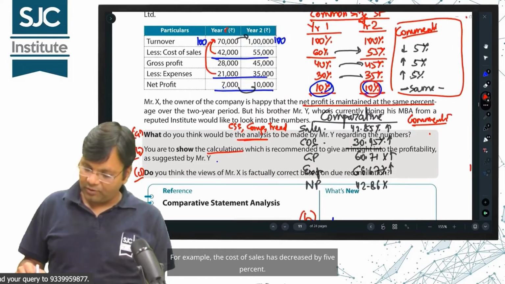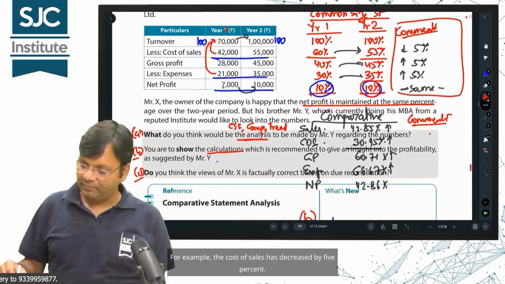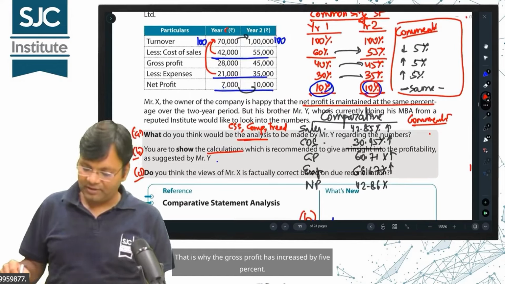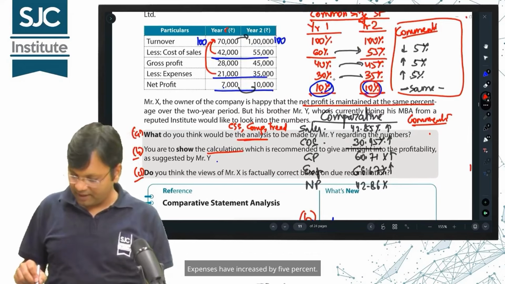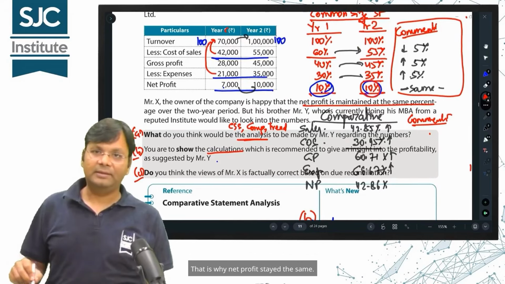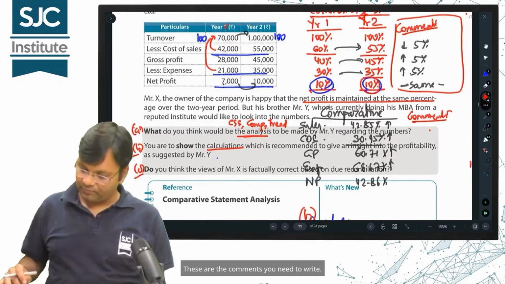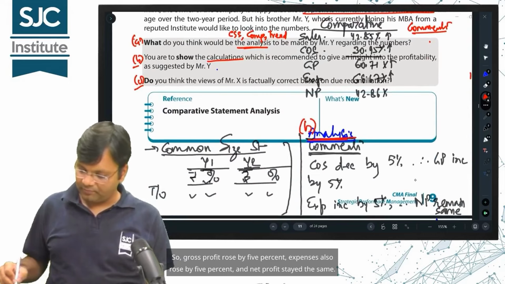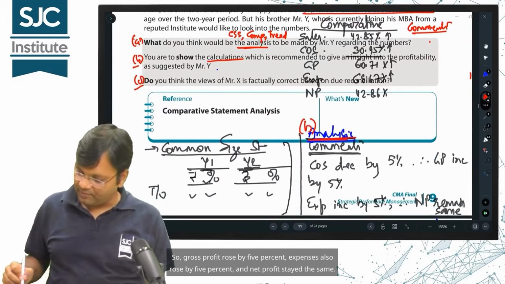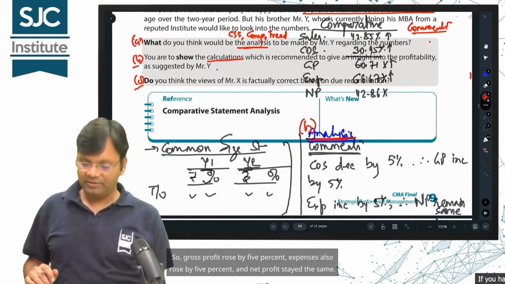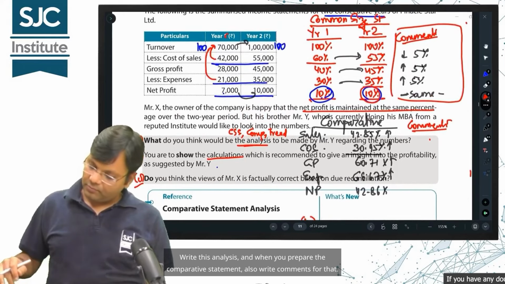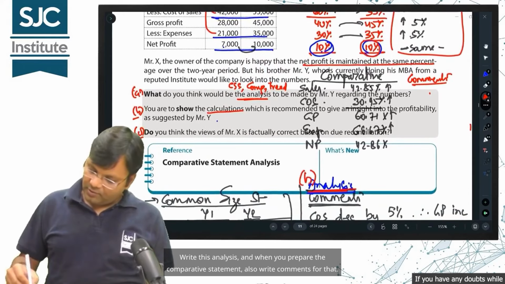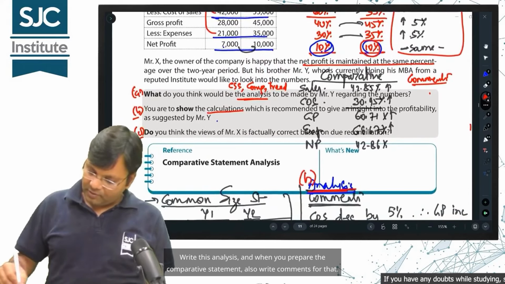For example, the cost of sales has decreased by 5%. That is why the gross profit has increased by 5%. Expenses have increased by 5%. That is why net profit stayed the same. These are the comments you need to write. What should you write? It says the cost of sales fell by 5%, so gross profit rose by 5%, expenses also rose by 5%, and net profit stayed the same. Write this analysis, and when you prepare the comparative statement, also write comments for that.